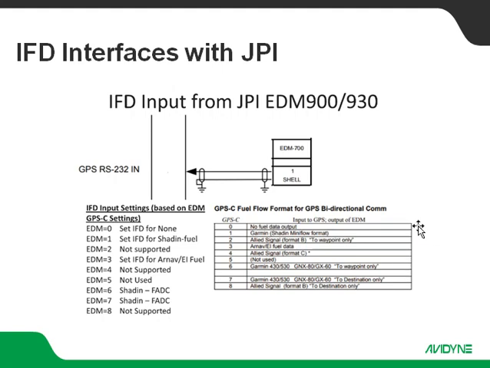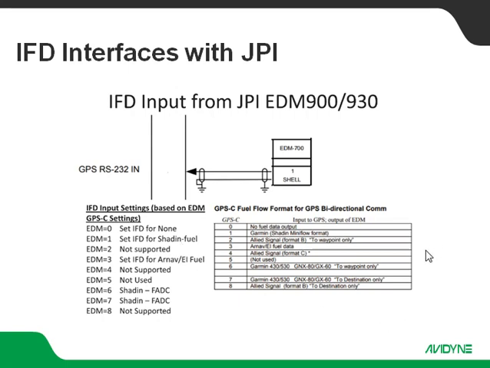Obviously the GPS-C setting on the EDM 900 and 930. Now, first off, you'll notice this says EDM 700 up here. The 900 and 930, this pinout is the same, so it's pin 1. If your GPS-C setting is set for 0, obviously it's not going to provide any data. That's no fuel data output. If it's set to 1, then that's going to output the Garmin Shadin Mini Flow format. And if that's what you're using on the JPI side, you'll want to set the IFD up for Shadin Fuel.